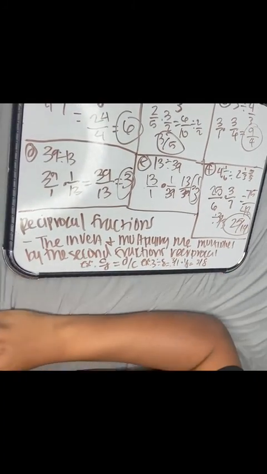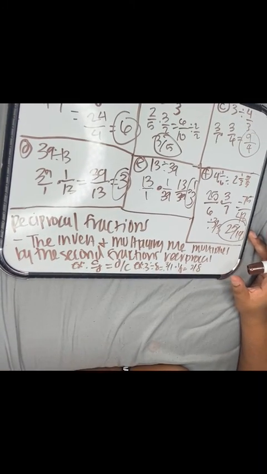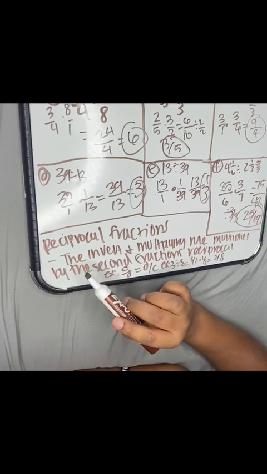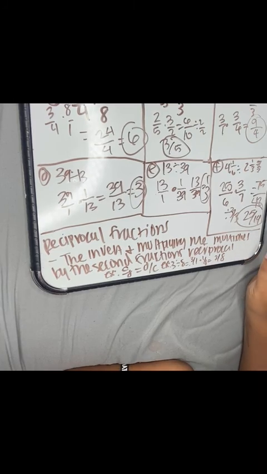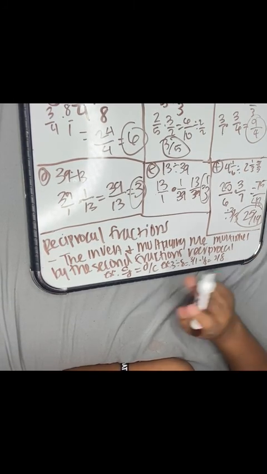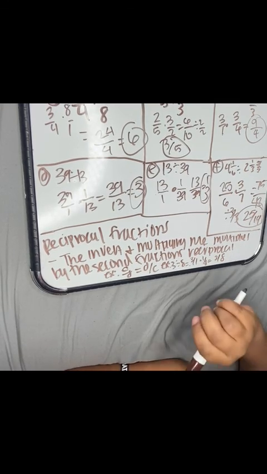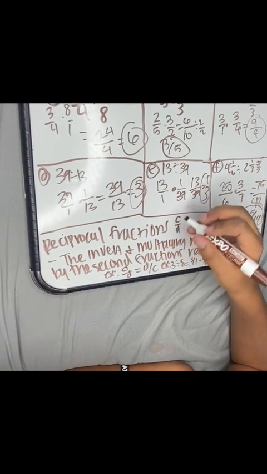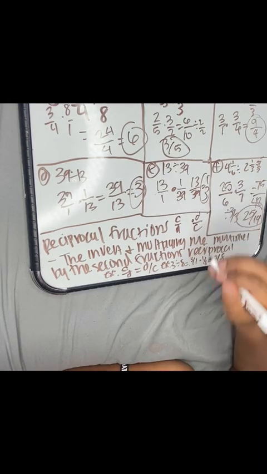At the bottom, we already talked about reciprocal fractions a lot, but here's a little more to go into depth and explain. The invert and multiply rule multiplies by the second fraction's reciprocal. Example, c over d has the reciprocal d over c. That is the reciprocal. So you're dividing by c over d, but you're multiplying by d over c.